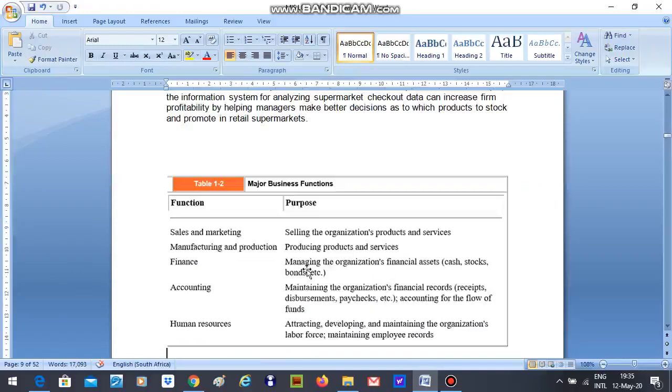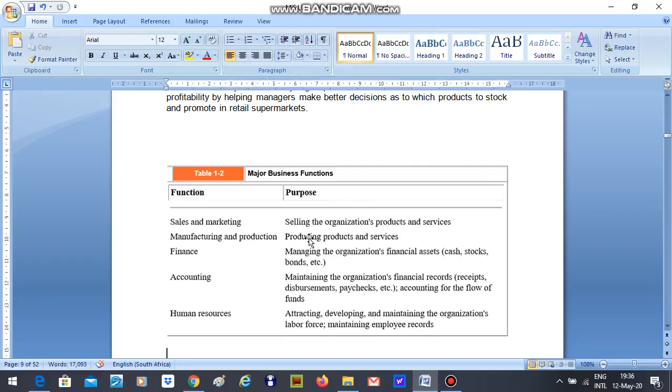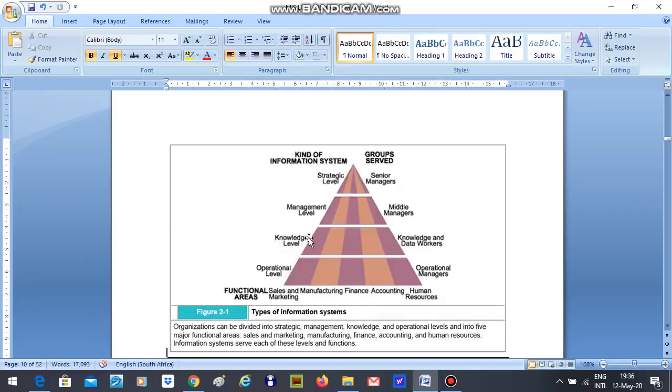Then we can go down to look at the functions. All organizations must work within functions, and we have sales and marketing, manufacturing, finance, accounting, and human resources. These are the functions within an organization that every business must deal with.